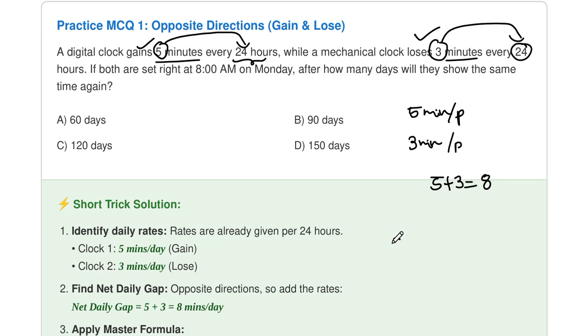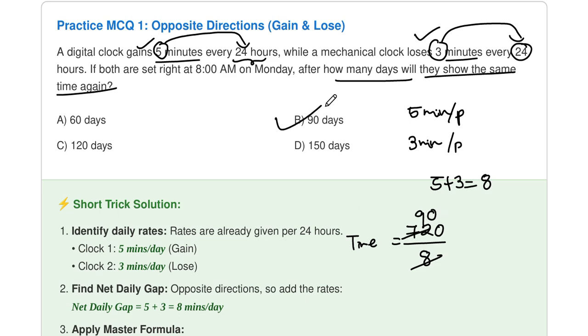So apply our short formula. Time required, after how many days they will show the same time again, so we have to find out the time. 720 divided by the net rate, which is 8. 8 9s are 72, 1 0 is remaining. So after 90 days they will show exactly the same time.